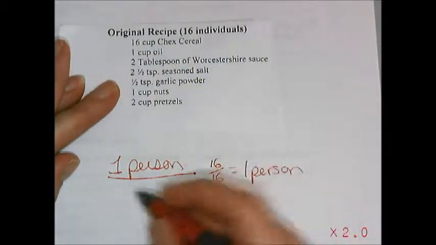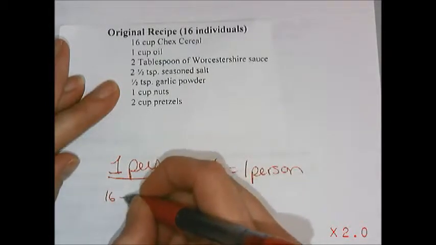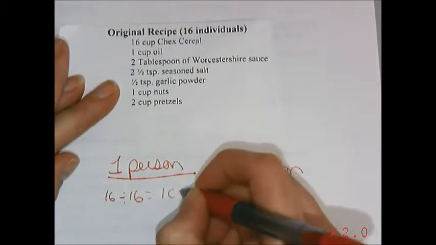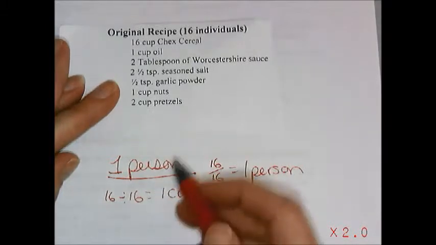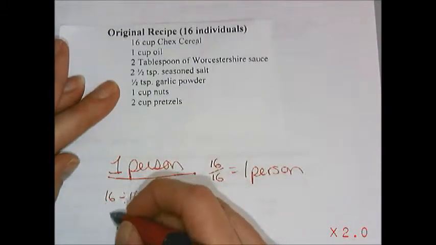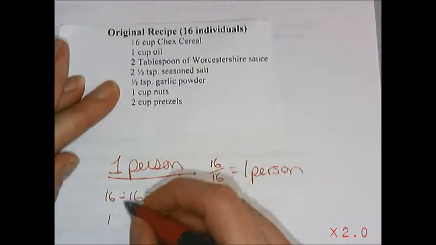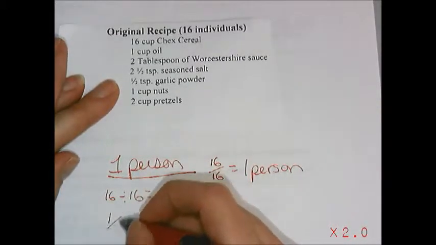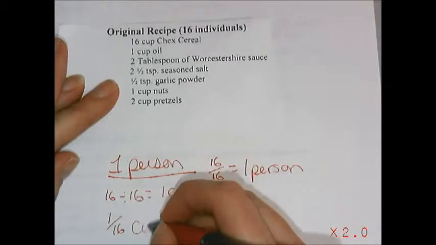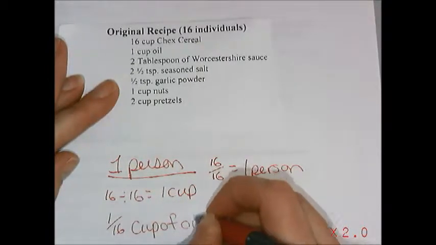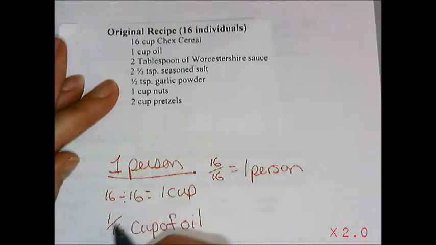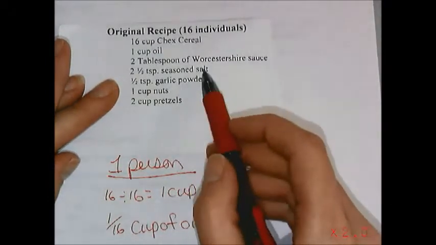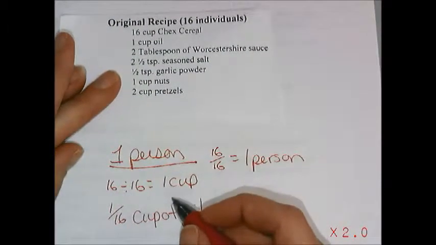16 cups divided by 16 is just 1 cup. A cup of oil divided by 16 is just a 16th cup of oil. Keep in mind that this fraction line means divided by, so this is 1 divided by 16, which is 1/16 cup of oil. 2 tablespoons of Worcestershire sauce divided by 16.